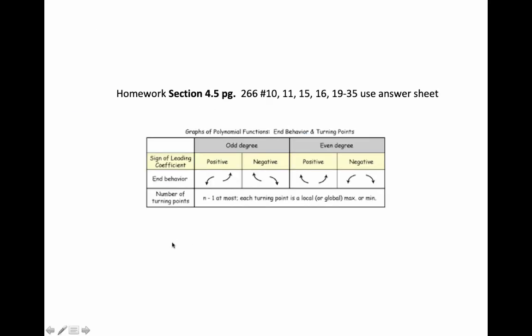So there you go. We got an answer sheet that you can do the problems with. We'll get that answer sheet handed out that has these problems on it, and you'll be able to do the homework for 4.5. Again, when it says make a table of values, you can use your calculator for that.